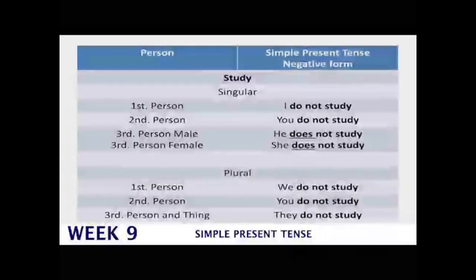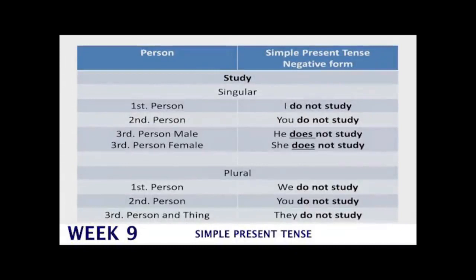with the verb study. So for the first person in negative form, I would say I do not study. If you see here, I use the three parts of our formula. I use do, I use not because I'm saying that it's not happening, and then I use the verb in its regular form, in its basic form, which would be study. In the second person, the same. I would use you do not study.